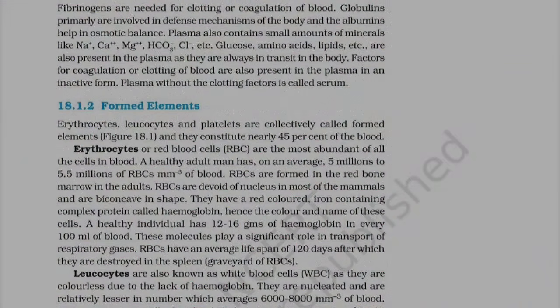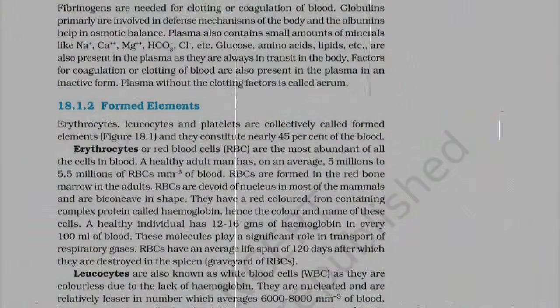RBCs are devoid of nucleus in most of the mammals and are biconcave in shape. They have a red-colored, iron-containing complex protein called hemoglobin, hence the color and name of these cells. A healthy individual has 12 to 16 grams of hemoglobin in every 100 milliliters of blood. These molecules play a significant role in transport of respiratory gases. RBCs have an average lifespan of 120 days, after which they are destroyed in the spleen, graveyard of RBCs.